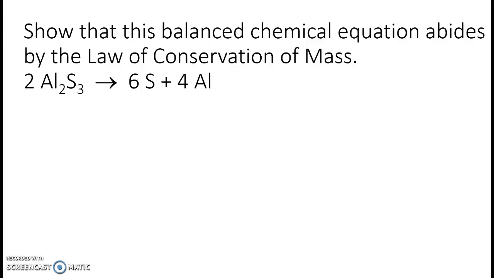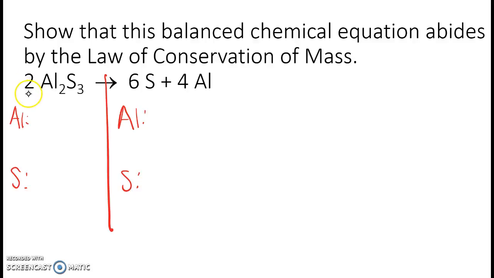So here's an example problem that you might be given to demonstrate your understanding of the law of conservation of mass. In this chemical equation, I want you to show that this balanced chemical equation abides by this law. So what we need to do is count on each side of the equation how many atoms we have of each element.